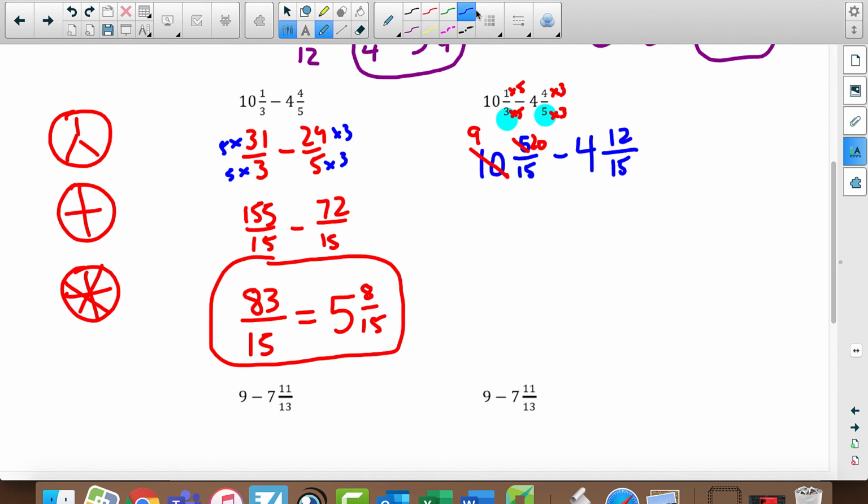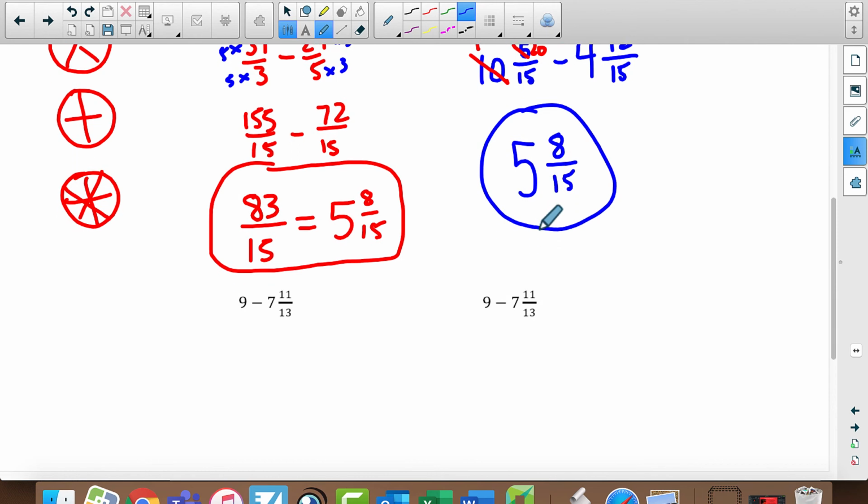Now you can do this no problem. 9 minus 4 is 5. And 20/15 take away 12/15. Well, the 15 stays the same. 20 minus 12 is 8. And you're done. And that's exactly what we had here. So if you can get the borrowing step, I think it is definitely easier.